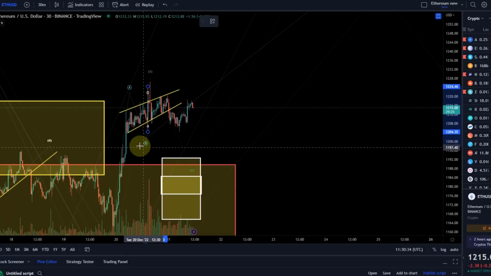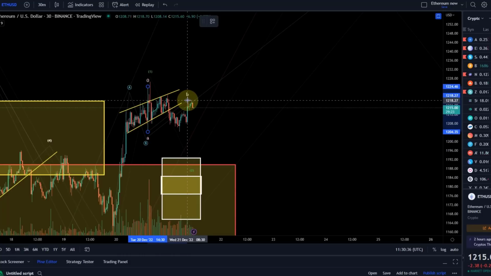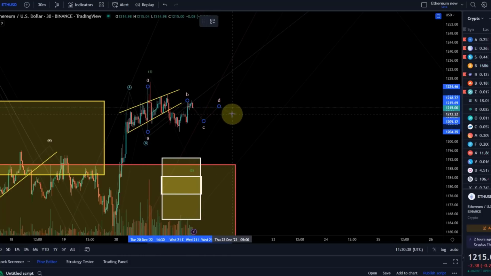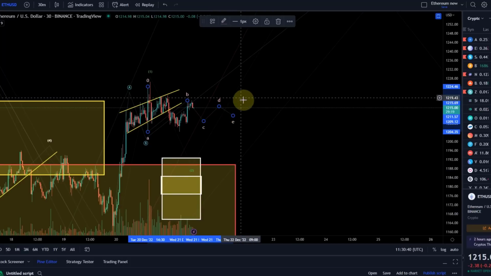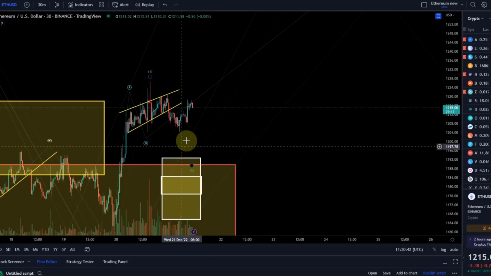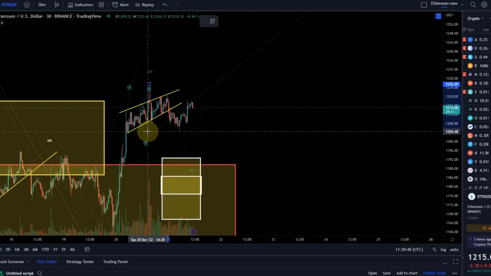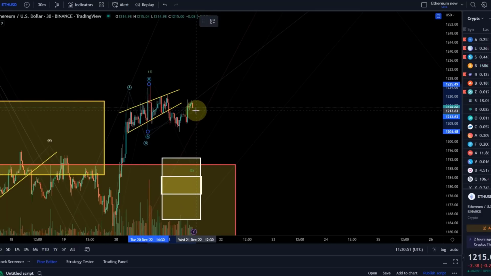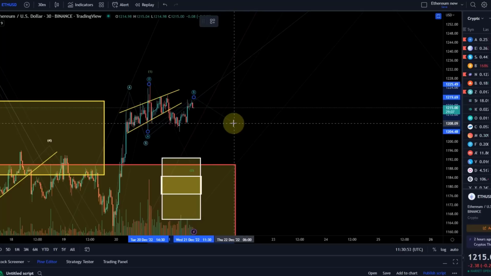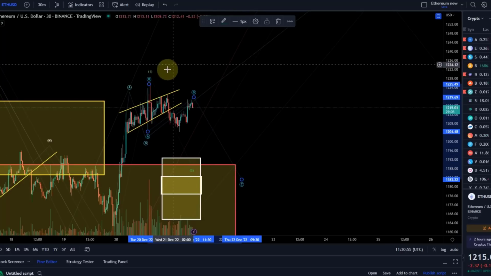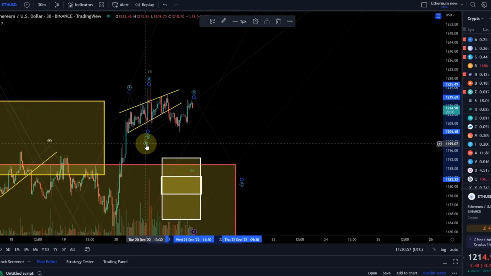An A wave down, a B wave to the upside, then a C wave down, a D wave up, an E wave down, and sorry, don't get me wrong here. That was my mistake. No, it would need to be an A wave here, B up, C down. Don't get me wrong, because the wave 2 cannot be a triangle.